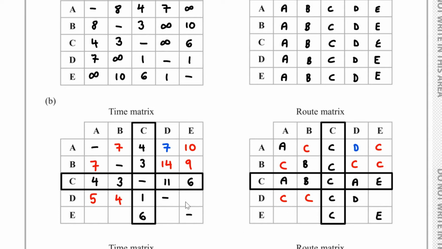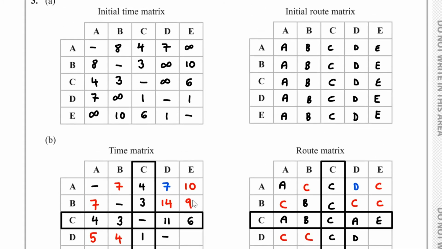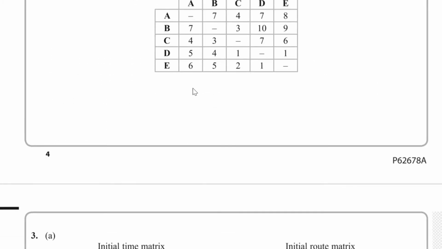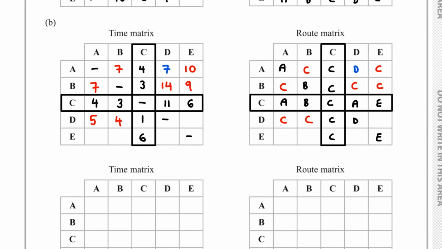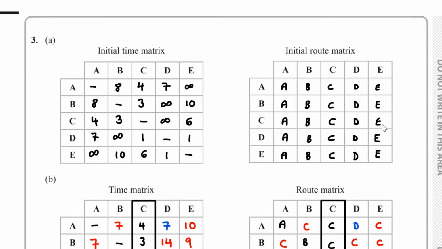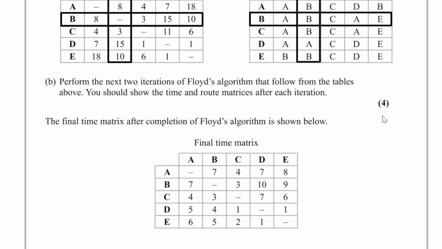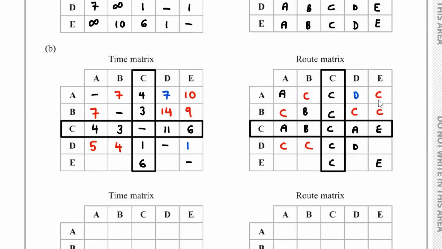And if we compare this element, we compare the 6 plus the 1, which is 7, with what's here previously, which is the 1. The 1 is smaller, there's no change, so here we've got 1, and the corresponding element here, you can see that was E.